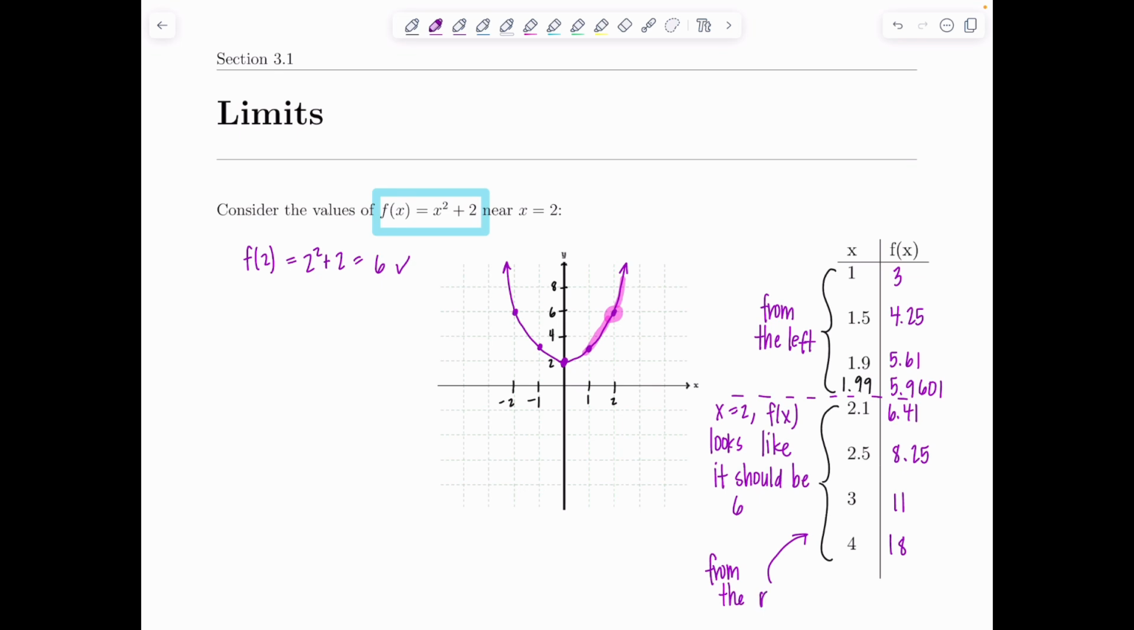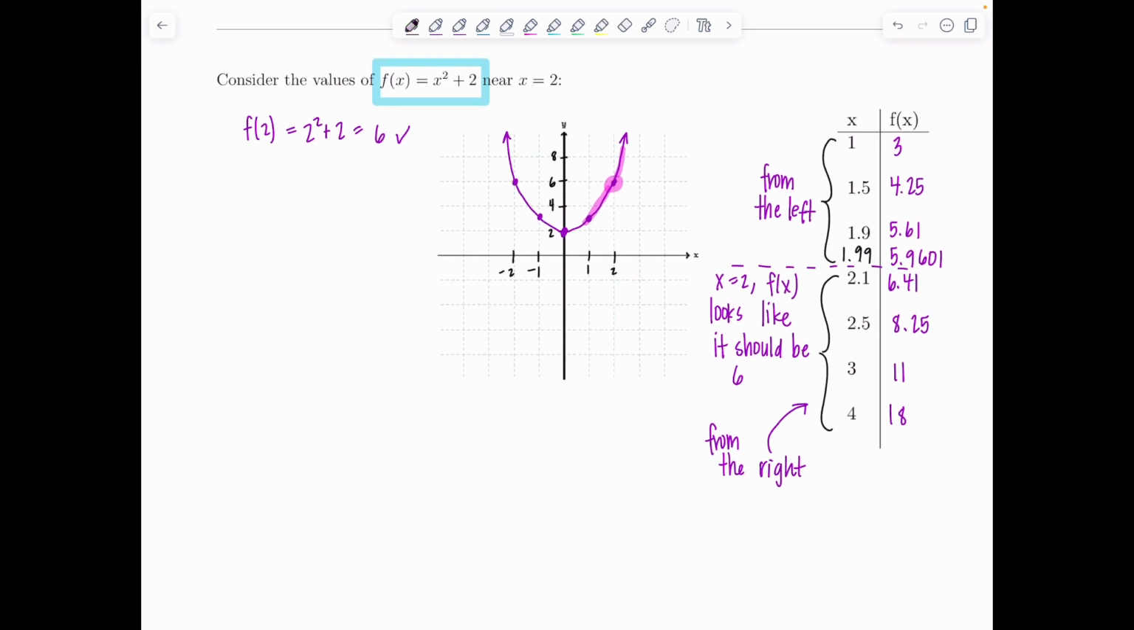Why do we use the terms left and right? Because we're thinking in terms of the x-axis. We were approaching x equals 2. If you're coming from values that are smaller, you're coming from the left side on the x-axis. If you're coming from values of x that are larger than 2, then you're coming from the right side.